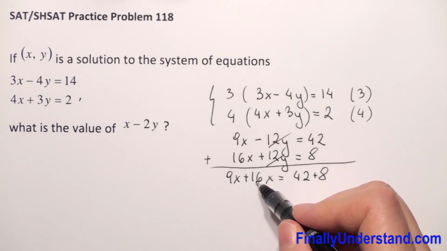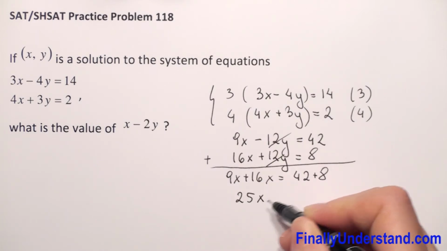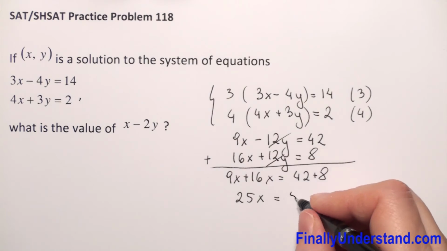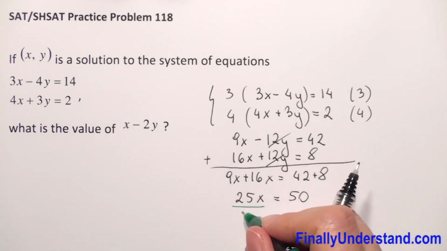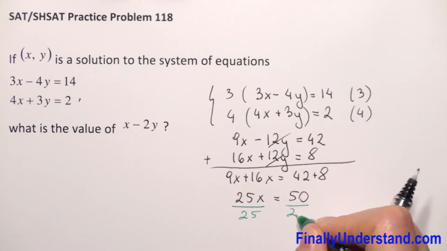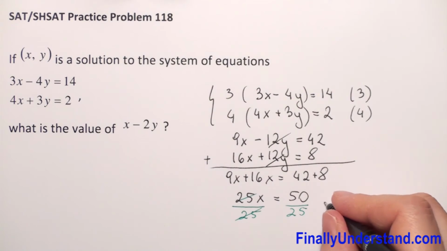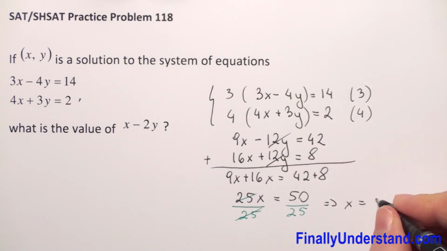9 plus 16 is 25. Next we copy: is equal to 42 plus 8, which is 50. Now we will divide both sides by 25. 25 and 25 we can reduce, and we have that x is equal to 50 divided by 25, which is 2.